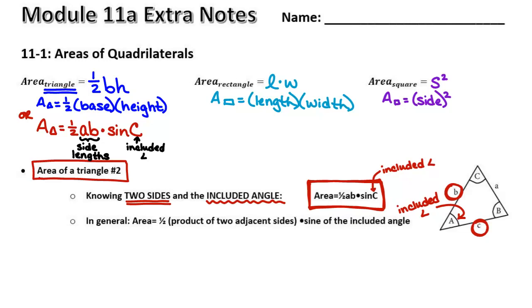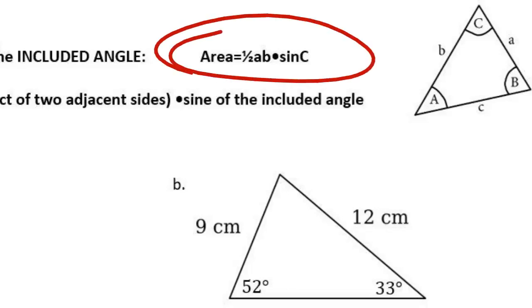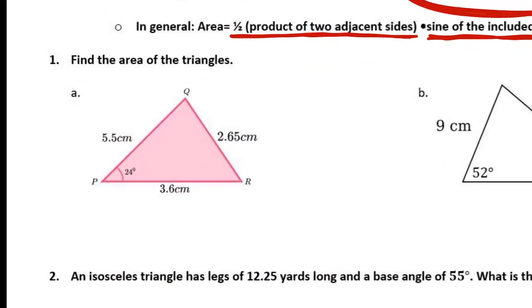So I want to practice a little bit with this new area formula for a triangle. So let's look at example number 1. And again, we're using this area formula right here: 1/2 the product of two adjacent sides, two touching sides, and the sine of the included angle. You are going to need a calculator for this. If you don't have a calculator handy, come up and grab one of my yellow calculators.